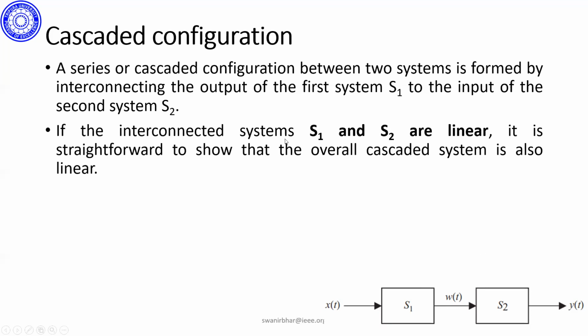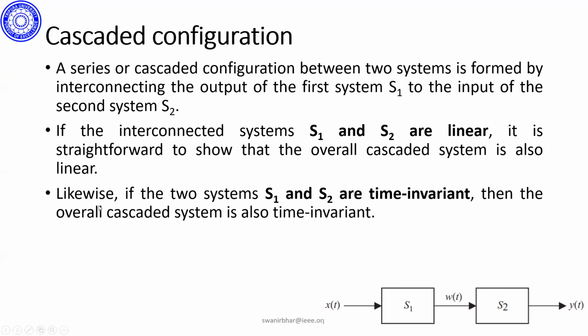If the systems S1 and S2 are linear, it is straightforward to show the overall cascaded system is linear. Likewise, if two systems S1 and S2 are time invariant, then the overall cascaded system is also time invariant. It means if S1 and S2 both are LTI, then the whole thing is LTI. If both are linear, the whole thing is linear. If both are time invariant, the whole thing is time invariant.